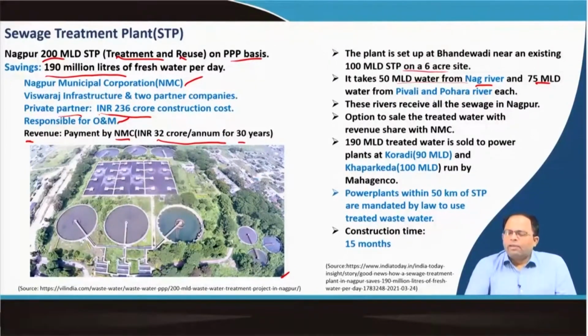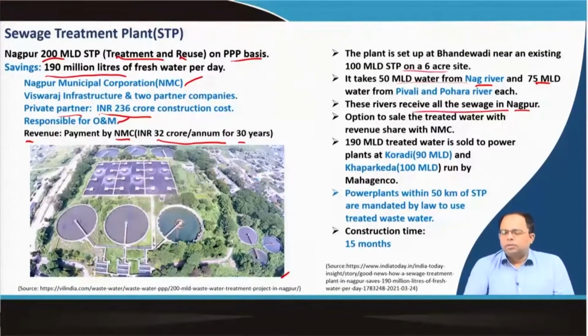So, why does it take water from the river? Because these rivers are called rivers, but actually they are sort of canals where wastewater is dumped from the entire Nagpur. All these rivers receive all the sewage from Nagpur, and basically it is a sewage stream, you can say. So, it takes up the water, cleans it and again puts it back.